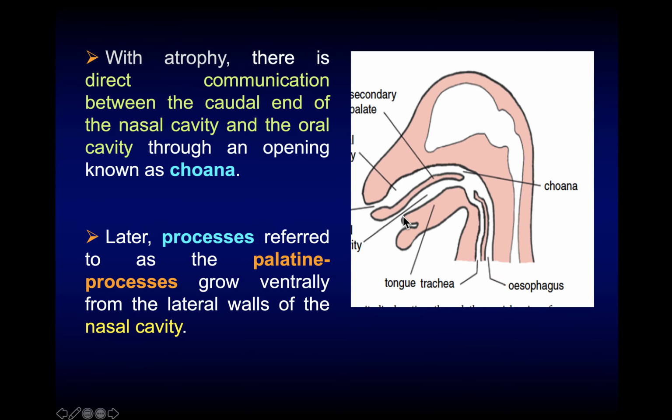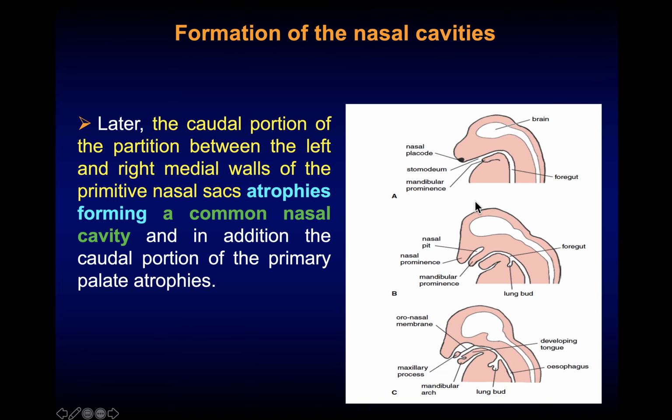So at this area here, we can see the area of the secondary palate, and later we'll talk about how it's going to be formed. If we go back, we have the area of the nasal placodes. This will deepen and result in the formation of the nasal cavity. This nasal cavity or nasal sac will be separated from the oral cavity through this membrane, which is the oronasal membrane, which results in the formation of the primary palate.